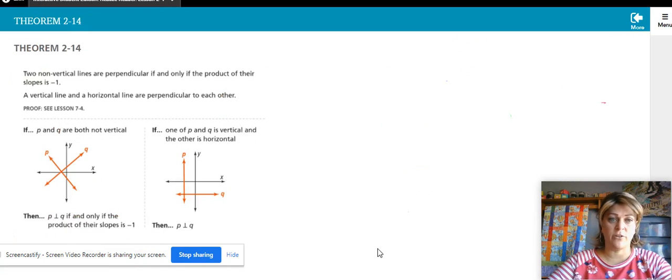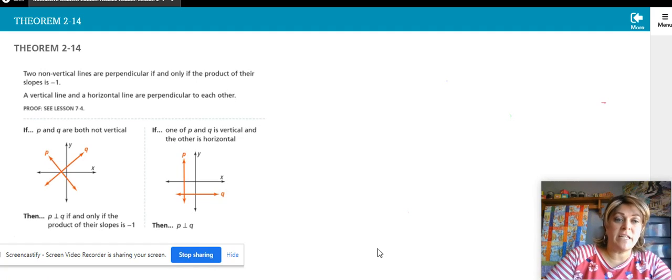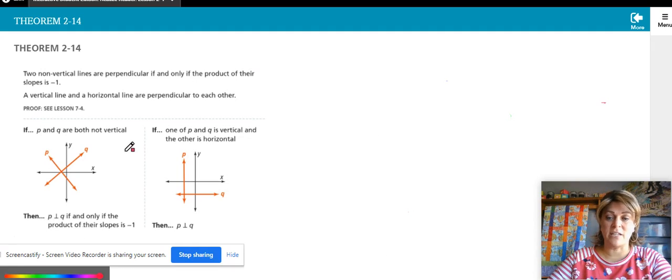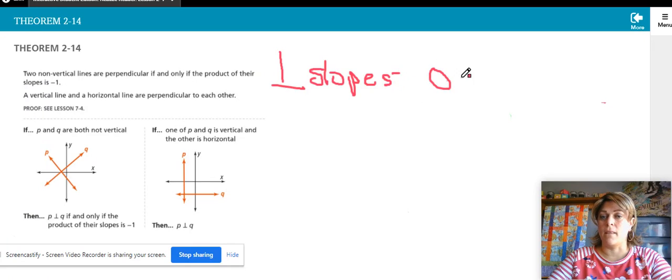Theorem 2.14: Two non-vertical lines are perpendicular. So no longer are we talking about parallel, we're talking about perpendicular. That means they intersect at 90 degrees. They are perpendicular if and only if the product of their slopes is -1. So a lot of times when you're talking about slopes and perpendicular, people consider that perpendicular slopes have to be opposite reciprocals.